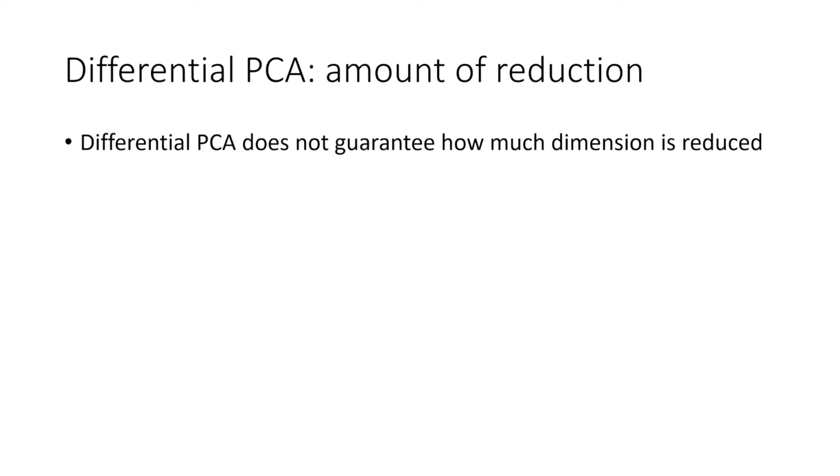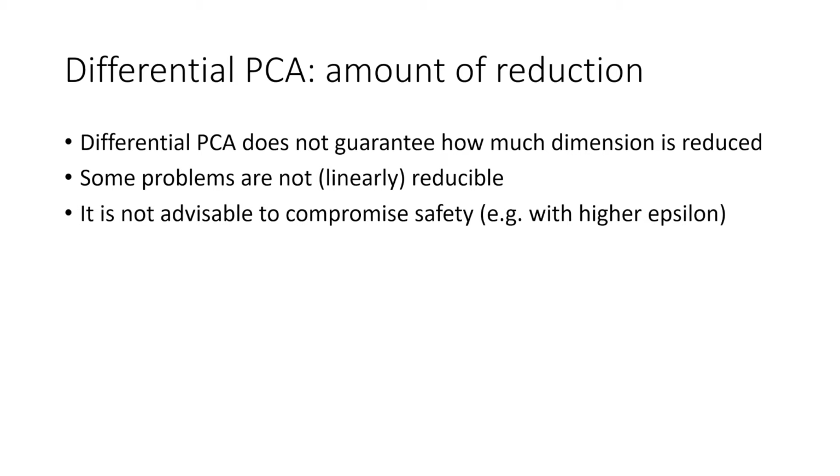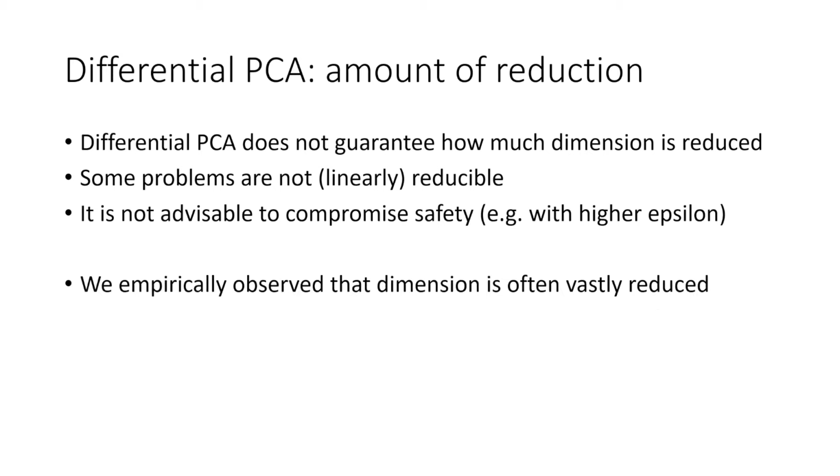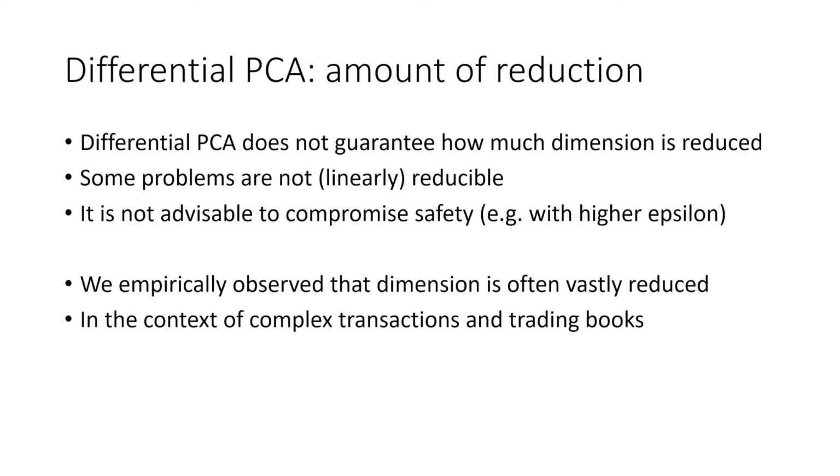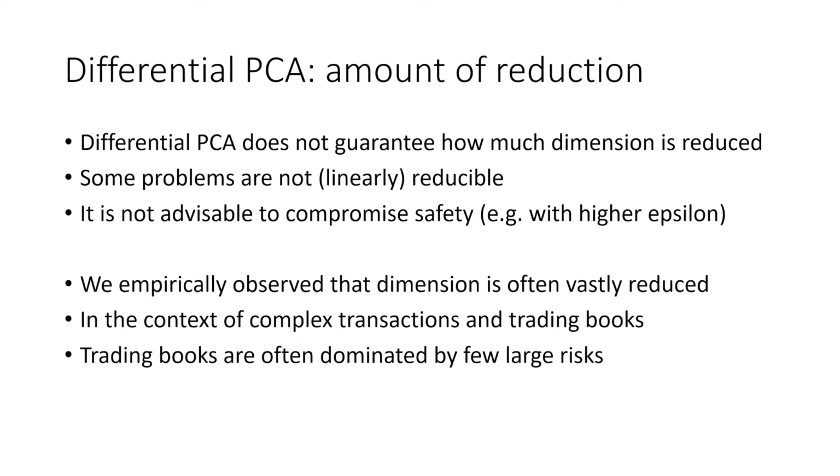What differential PCA cannot guarantee is how much dimension is reduced. Some problems are not linearly reducible, and I will not recommend reducing dimension aggressively. That is, increase the threshold epsilon to achieve larger reduction at the expense of safety. This being said, we empirically observe that differential PCA often truncates dimension by a maybe surprisingly large amount in the context of complex transactions and real-world trading books. The interpretation is that those books are often dominated by a small number of large risks.